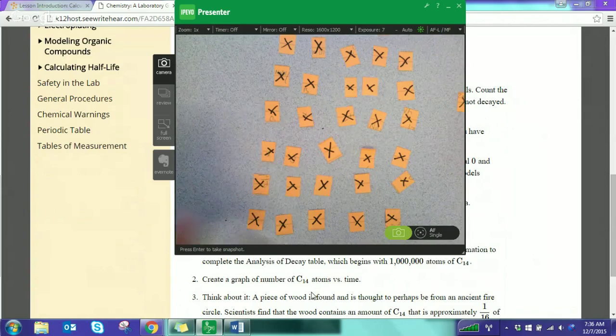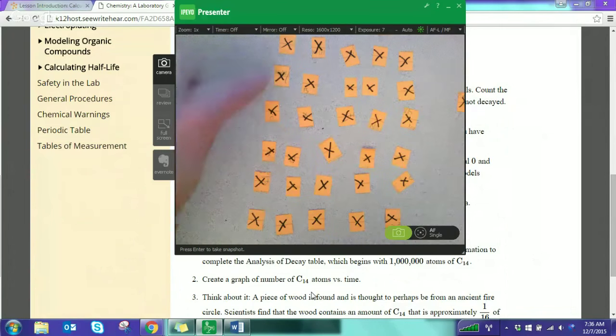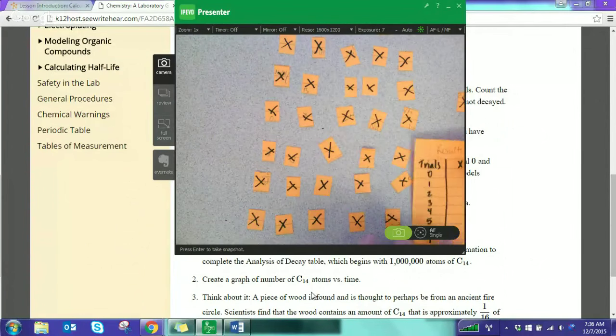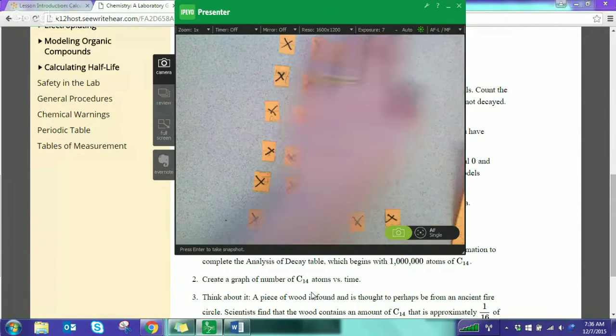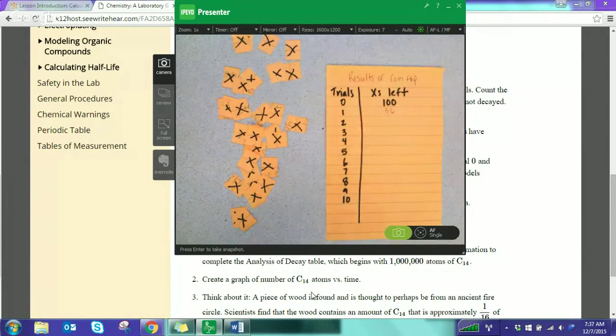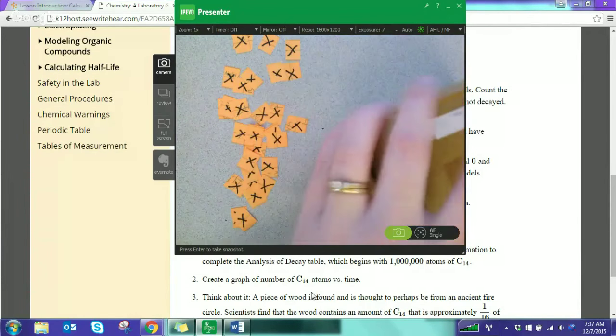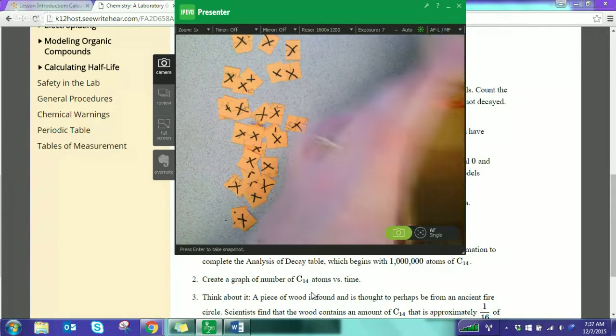There's 1, 2, 3, 4, 5. 1, 2, 3, 4, 5, yeah. 1, 2, 3, 4, 5, 6, 7 times 5 is 35 plus 1 is 36. So on my handy dandy table over here, I'm going to write 36. Okay. Then I'll put it back in the box and do it again.